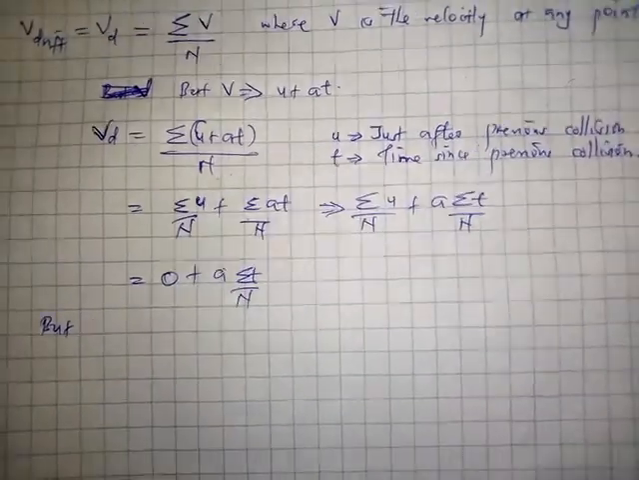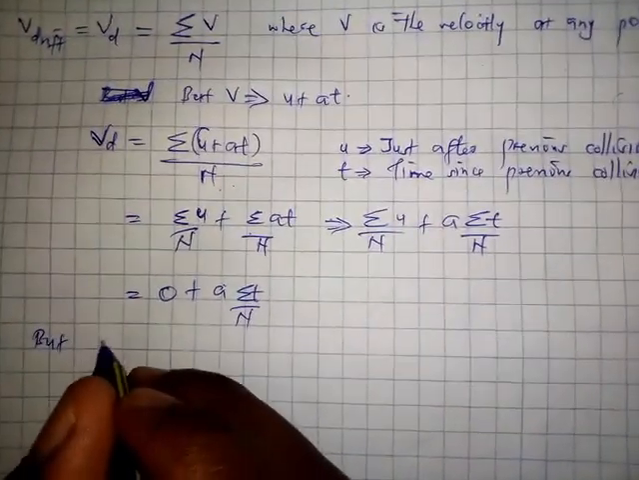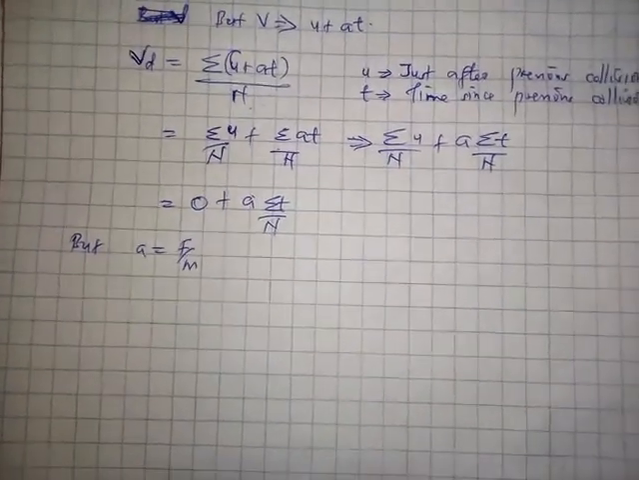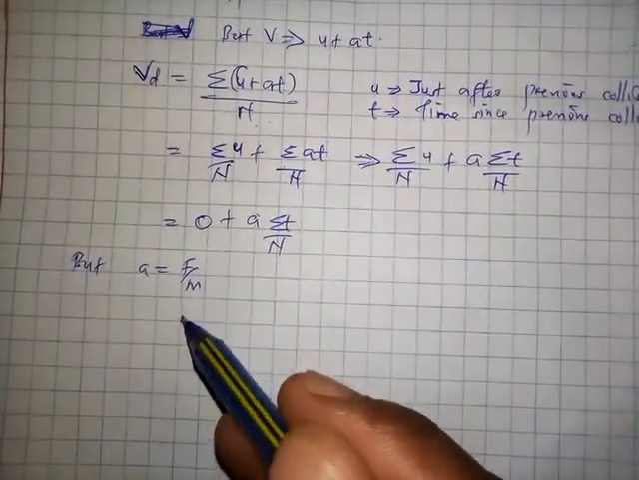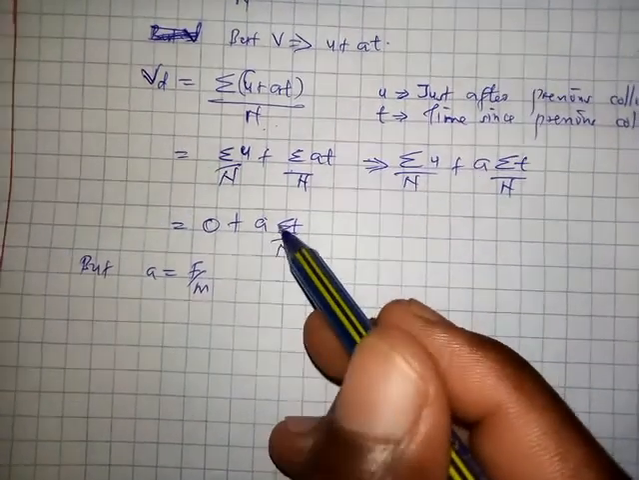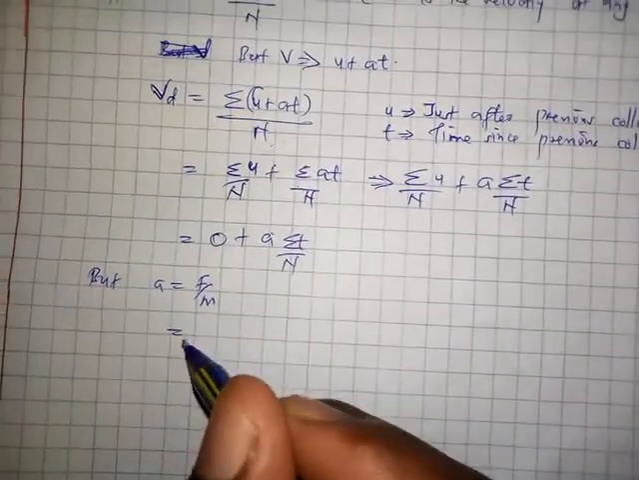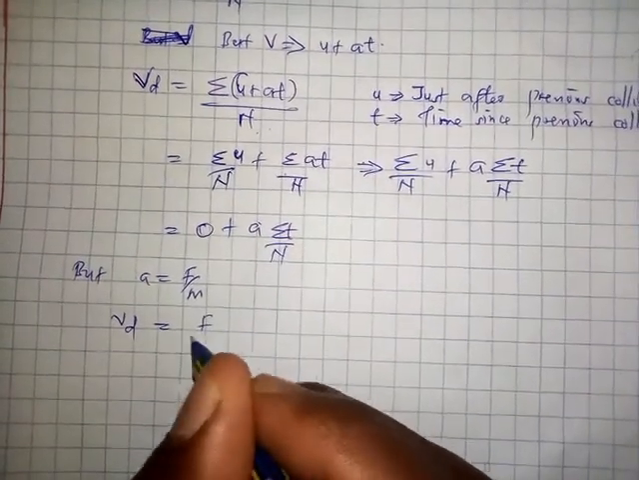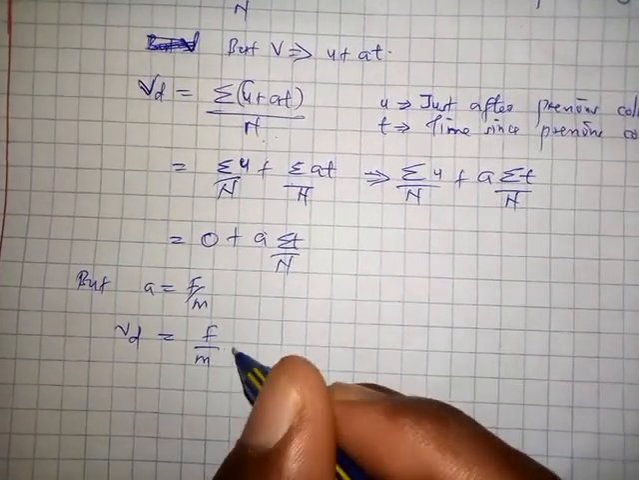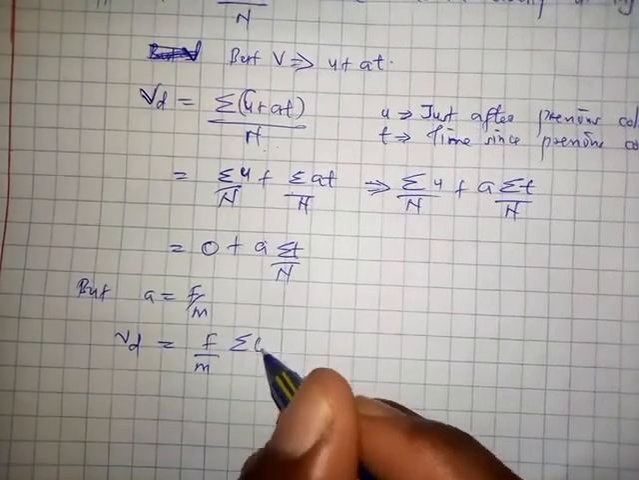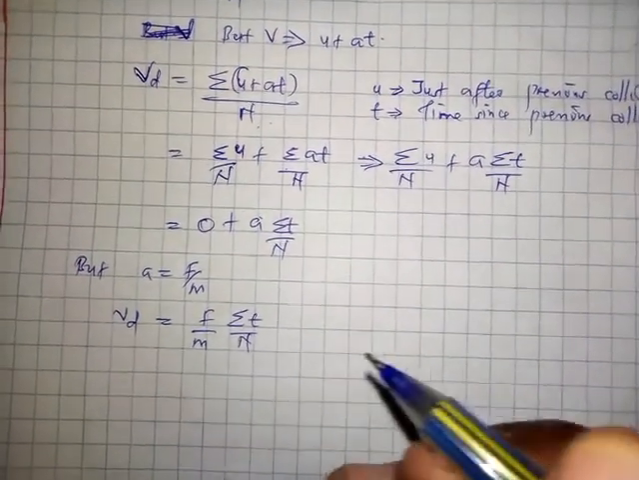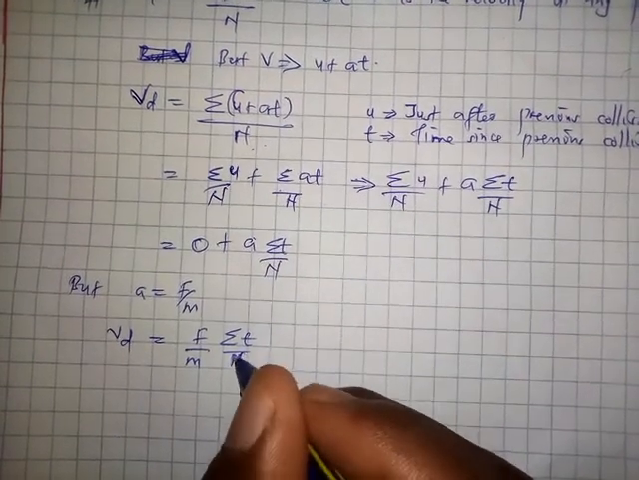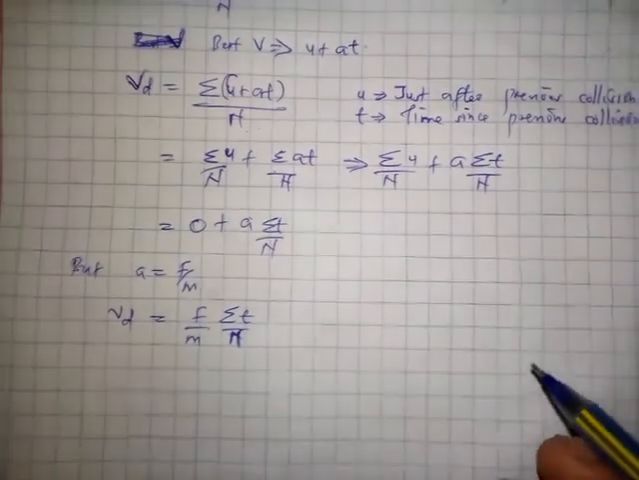But remember, from Newton's law of motion, a is equals to F over m. Substituting this here, we have Vd is equals to F over m summation of t over n.